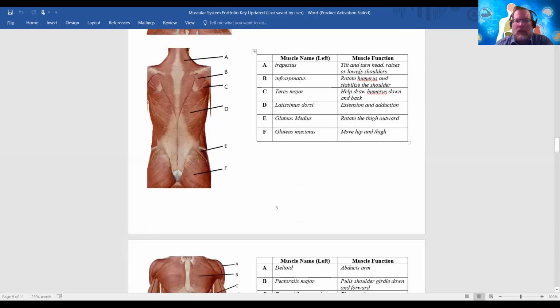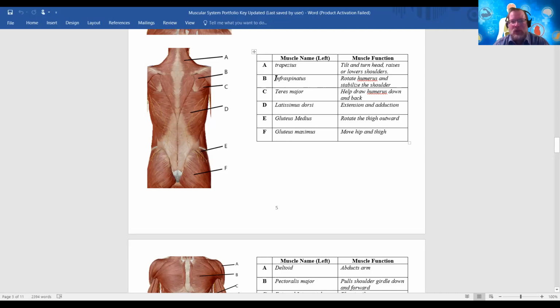And again, with functions, you can be as descriptive as you want to be. You can put one, because some muscles like the trapezius have multiple actions. You can list all of them. You can just put one. It's totally up to you. Try to get the muscle name correct though.